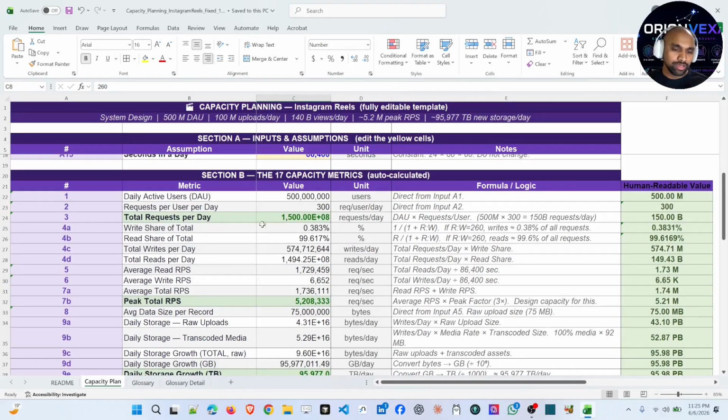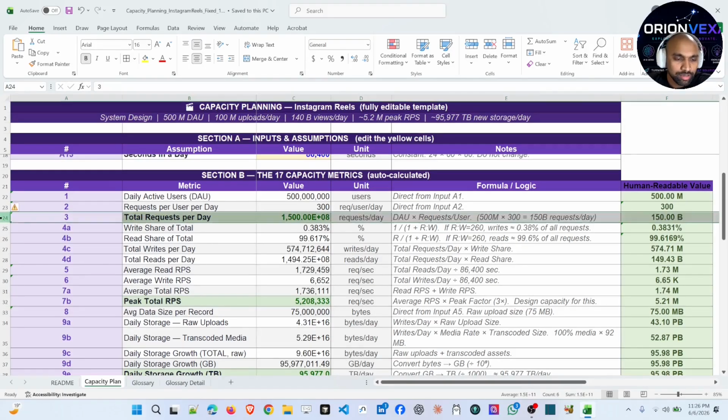Okay, the calculations. First, total requests per day. How are we calculating the total requests per day? Daily average users multiplied by requests per user, that is 500 million into 300. We will get around 150 billion requests per day. That is the total requests per day.